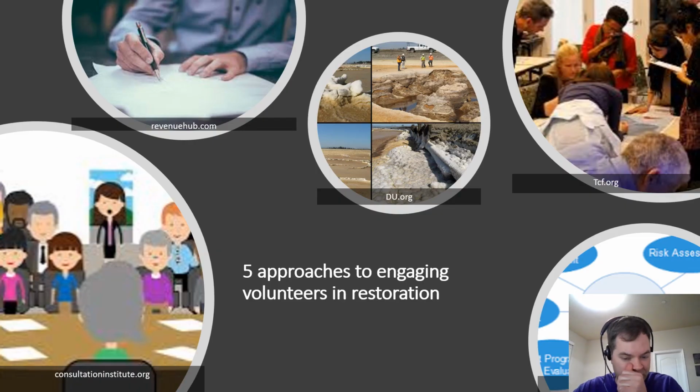There are 5 ways you can engage volunteers in your restoration project. This includes holding and conducting public meetings to provide information about your project and solicit input from the public. You can hold workshops where you get more into the weeds and talk about the specific goals and the actions you're going to implement in the restoration project and get input from the stakeholders and the public. You can solicit comment letters from the public.